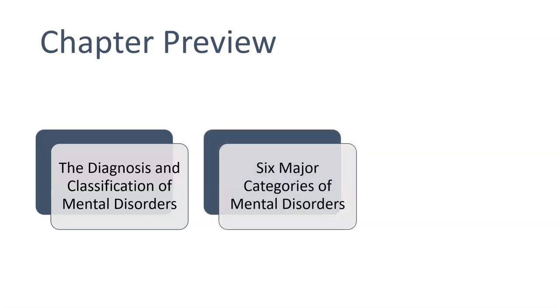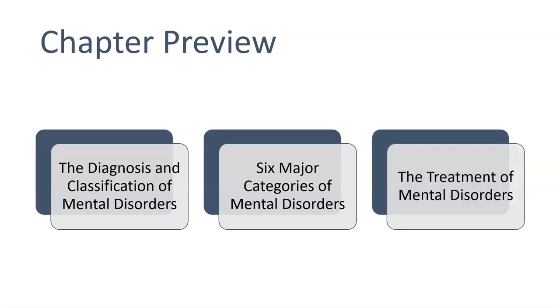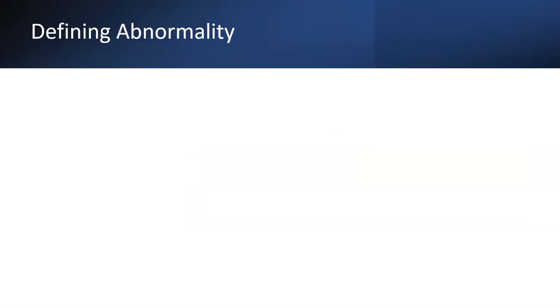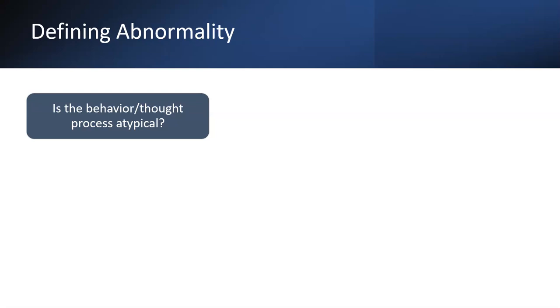Then the chapter will shift to giving you descriptions of 6 of the major categories of psychological disorders. And then the chapter will conclude with a discussion of treatment approaches. Before we go any farther, we need to work through how difficult it is to define words like normal and abnormal when you're talking about elements of personality, of behavior, of thinking, of emotion.